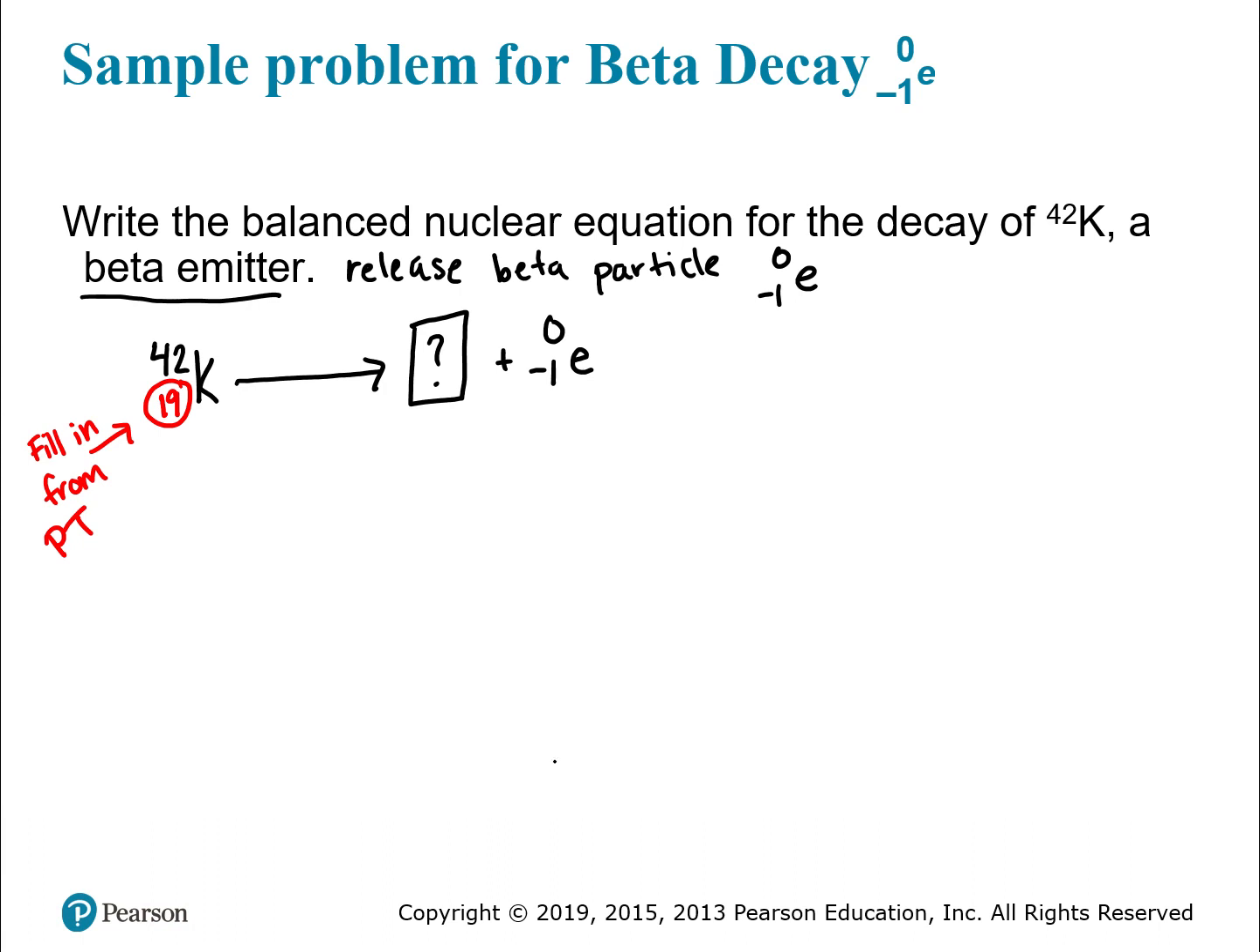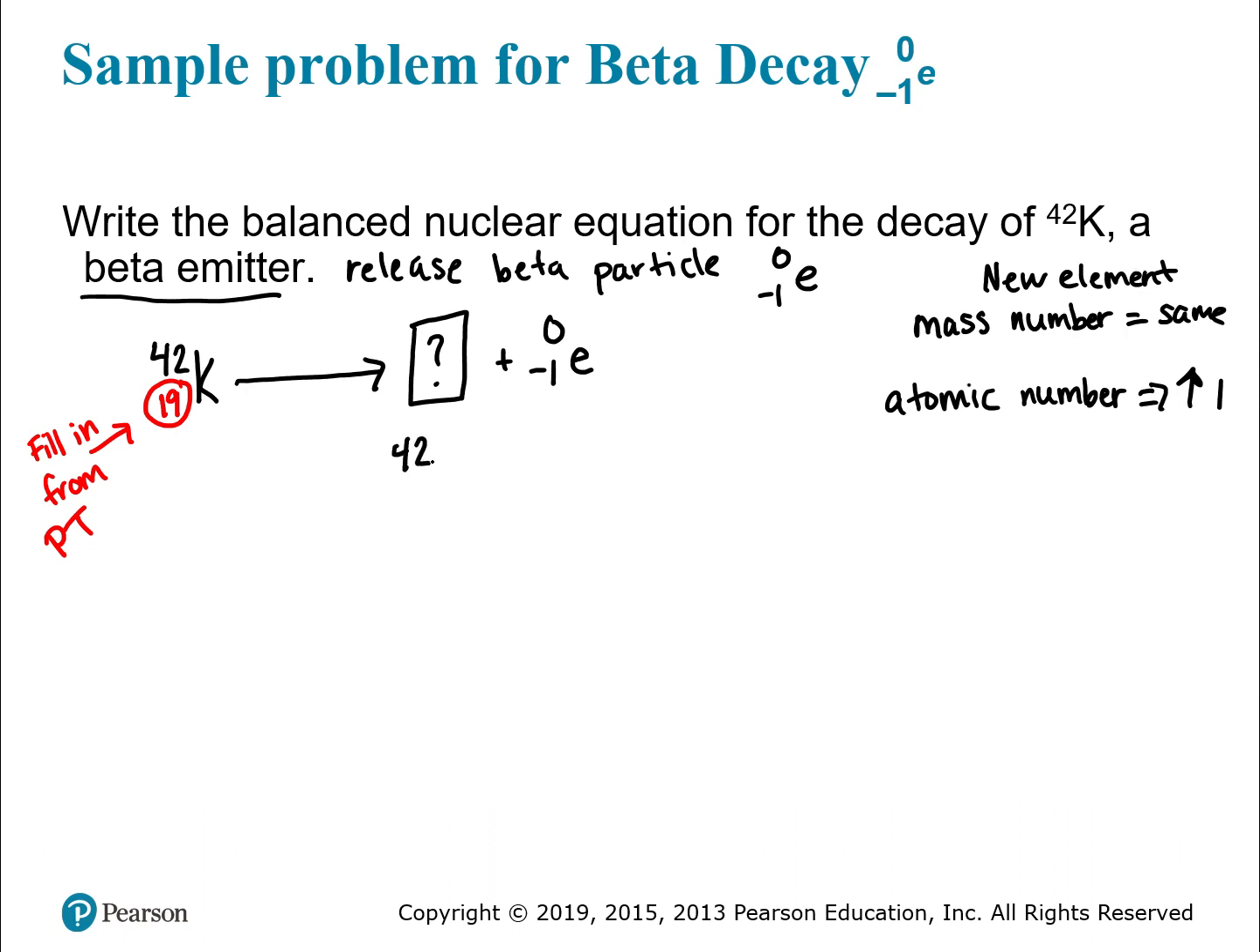Now we need to figure out what our new element is. And we said that for beta decay, the mass number is the same. The atomic number we're going to increase by 1. And this is for our new element. Mass number stays the same, so we'll write 42. The atomic number, we're going to say that's 19 plus 1.